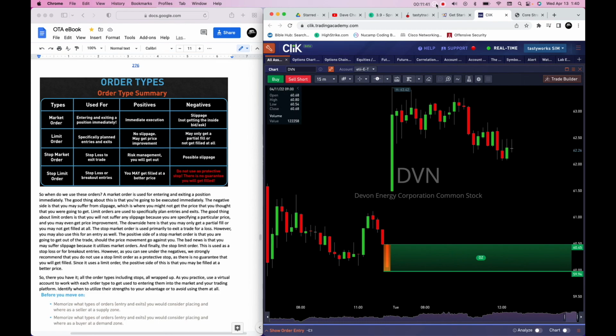Also, memorize what types of order entries and exits you would consider placing and where as a buyer at a demand zone.